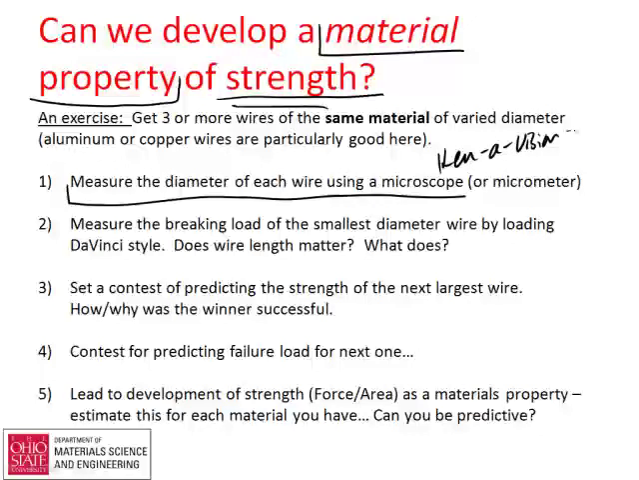Or you can use a micrometer as another way of doing it. And I think that the microscope is actually a little more transparent in doing that. So you can measure it. You'll just see that you've got this wire. Boom. Measure the diameter. And then, of course, you could calculate the area. Area is equal to pi r squared. And then you can measure the breaking load of the wire, doing it Da Vinci style.